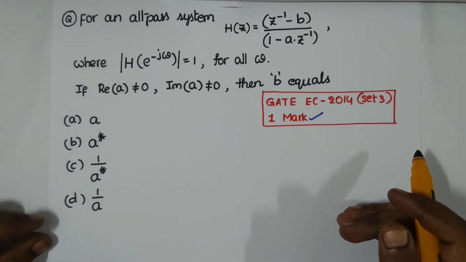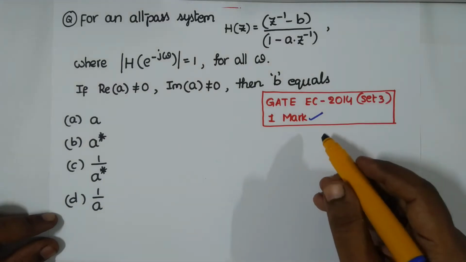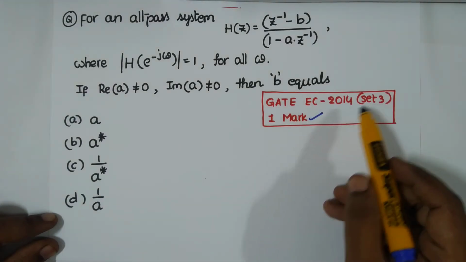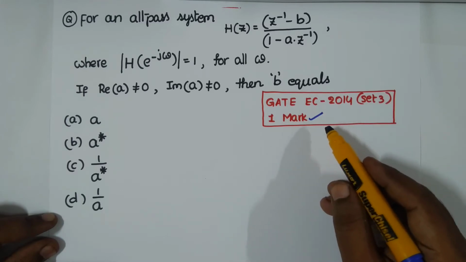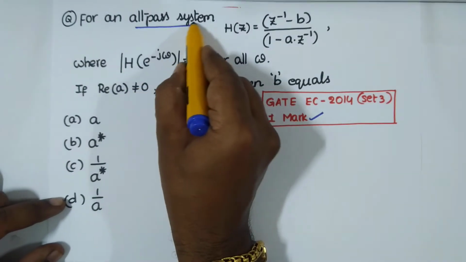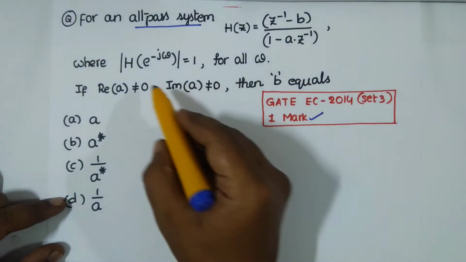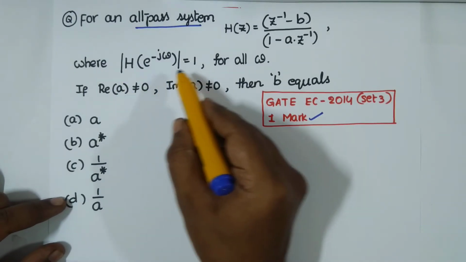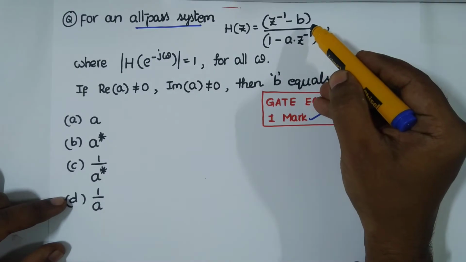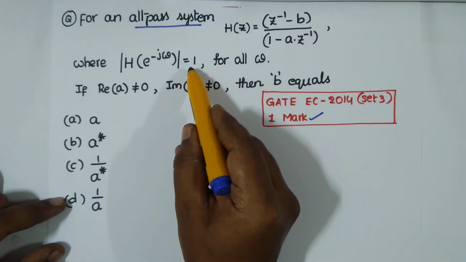Greetings. Here we have one of the simple questions from Signals and Systems asked in GATE ECE 2014 set 3 for 1 mark. Now, given like this, for an all-pass system, this is a first order all-pass system where the magnitude of frequency response equals 1. For the first order all-pass system, the magnitude of frequency response will obviously equal 1.